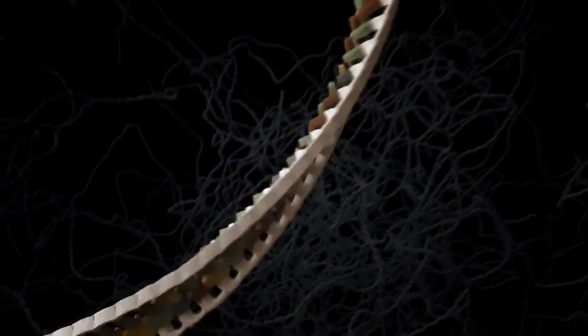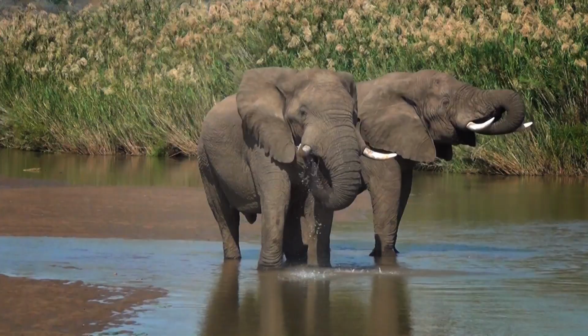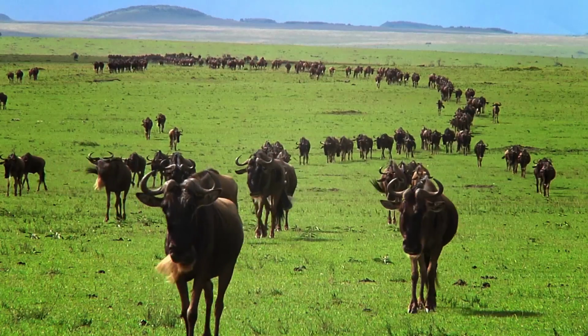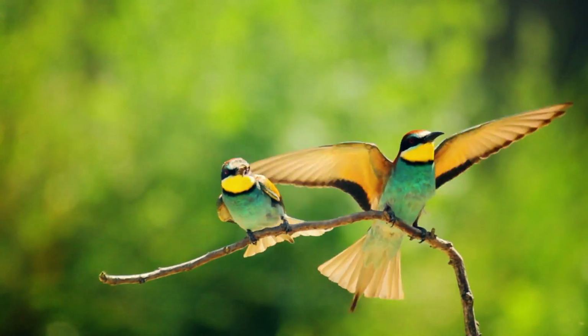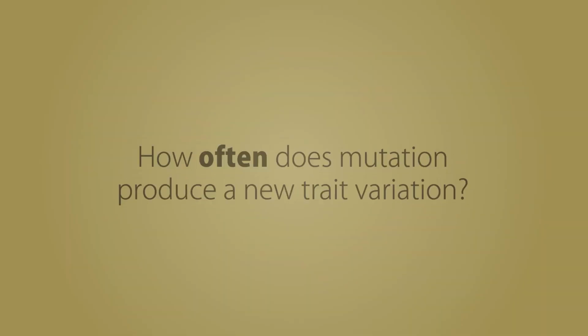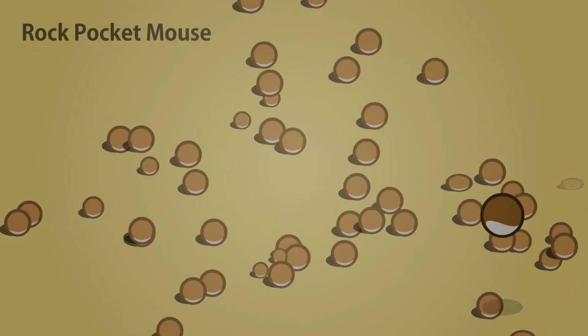Mutation is the driving force behind diversity. It is the process that brings about new genetic variations with each generation. But how often does mutation produce a new trait variation? For that, we need a real-world example, like the rock pocket mouse.